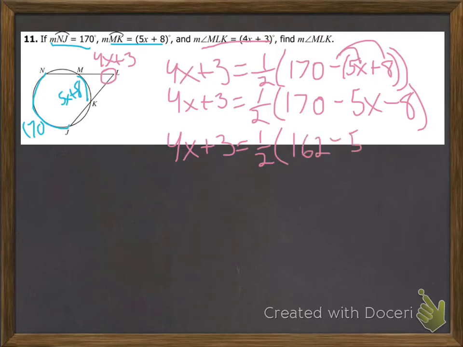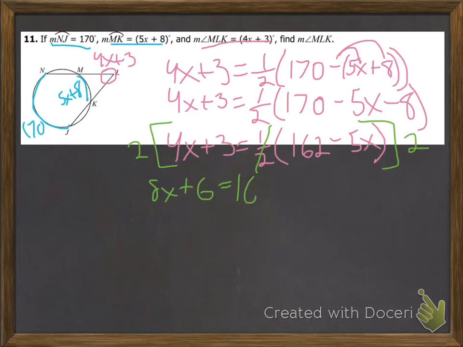162 minus 5x. Alright, so now what I'm going to do is notice that this 1/2 here isn't going to multiply into the negative 5 easily. So what I'm actually going to do now is just go ahead and multiply the whole equation by 2. Therefore, it's going to get rid of the 1/2 on this side, and then I'm going to multiply 4x plus 3 by 2. So now I'm going to be working with 8x plus 6, and then that is going to be equal to 162 minus 5x.